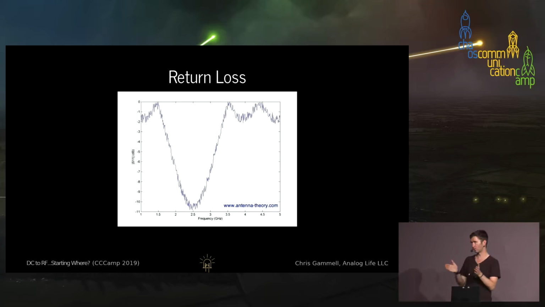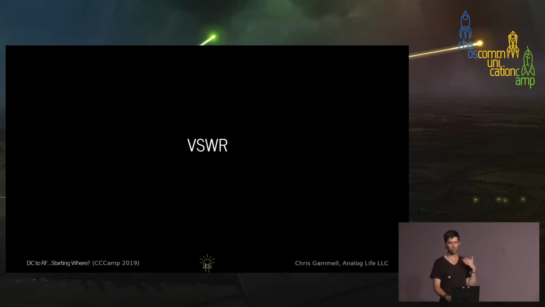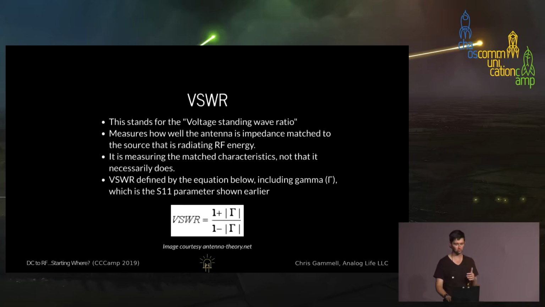And how narrow or wide that dip is also going to show how selective the frequencies are. This also plays into VSWR, which is the voltage standing wave ratio. This is what a lot of ham radio people use as well when they're characterizing antennas, and you can use it a little bit more broadly.